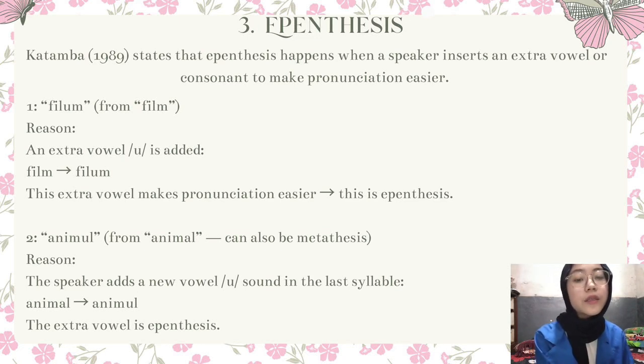And number 2, I found animal, from animal. It can be metathesis and it can be epenthesis too, because the speaker adds a new vowel U sound in the last syllable. Animal becomes animal. So the extra vowel is epenthesis.